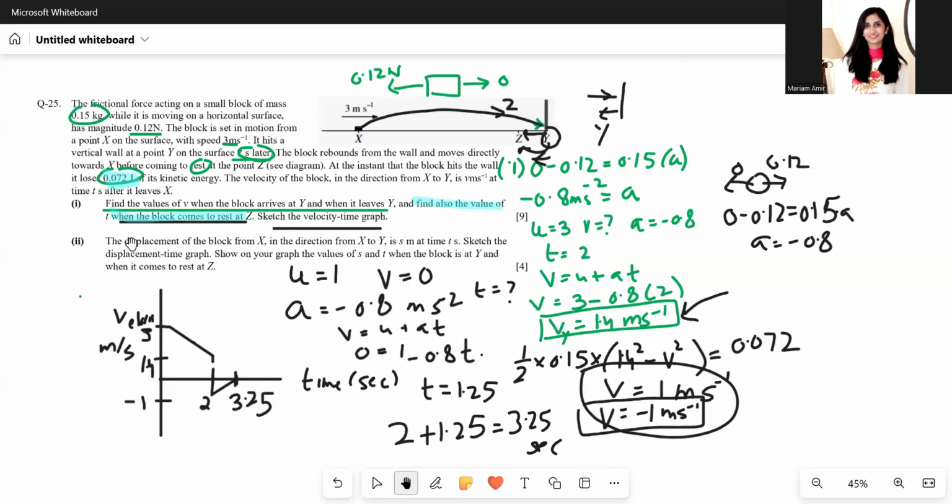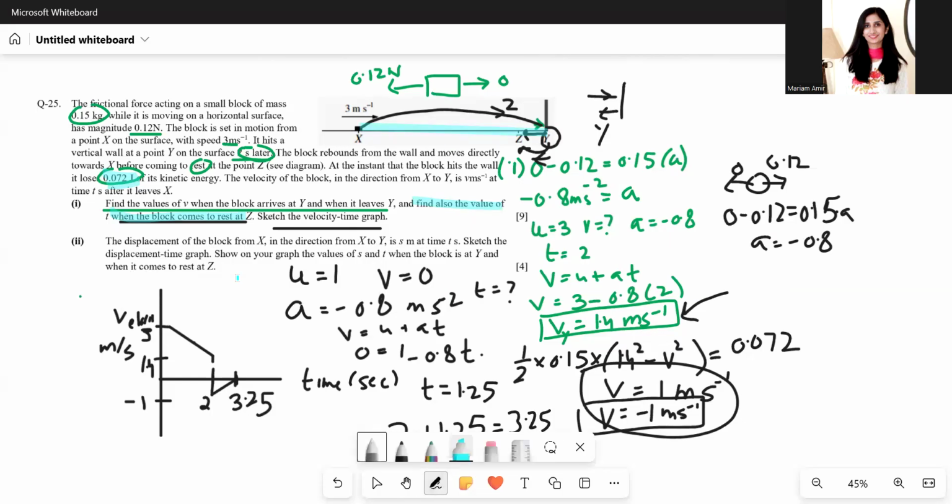Okay, next part says that the displacement of the block from x in the direction from x to y is s meters at time t. Sketch the displacement time graph and show on your graph the values of s and t when the block is at y and when it comes to rest. Okay, first we need all the distances. Find the distance from x to y first.